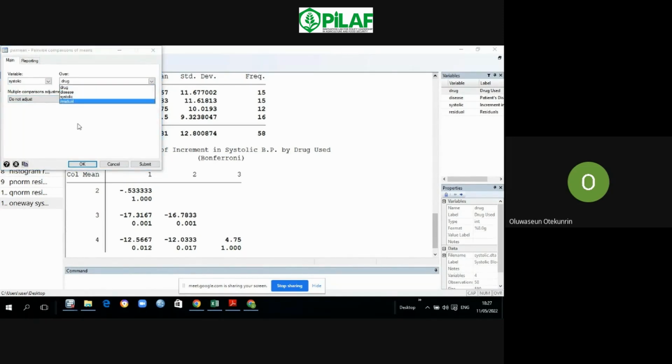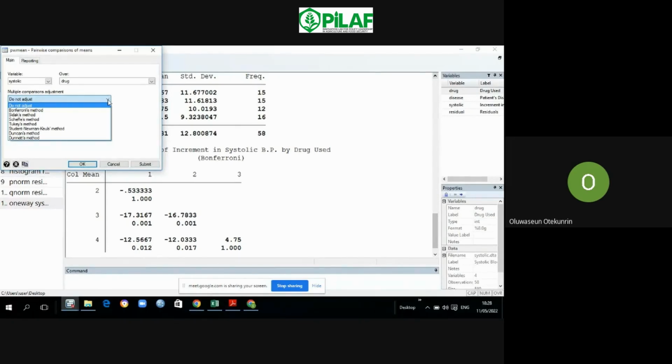Then under the multiple comparison adjustment, once you pick that arrow, you see that so many things will be coming out. You can see Bonferroni, Sidak, Scheffe, Tukey, Student-Newman-Keuls, Duncan's, Dunnett. Maybe we are using another version of Stata. You may even have more than that. I'm not so sure. But from what I have here, we have Bonferroni that we had the other time, Sidak like the other time, Scheffe like the other time, Tukey, Student-Newman-Keuls, Duncan's, and Dunnett methods.